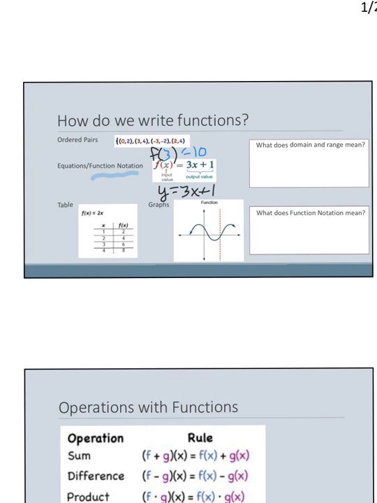So function notation just means that f of x is equal to y, where this is your input and this is your output.